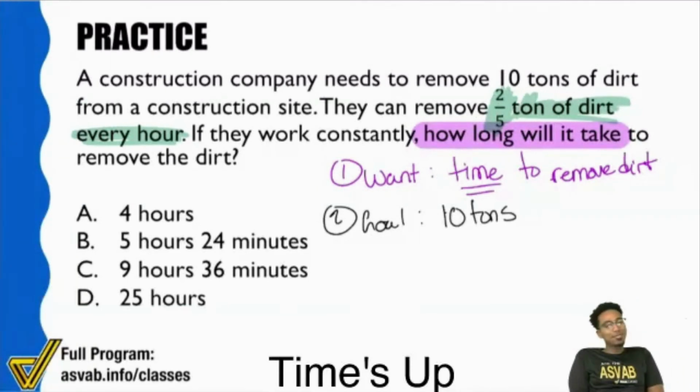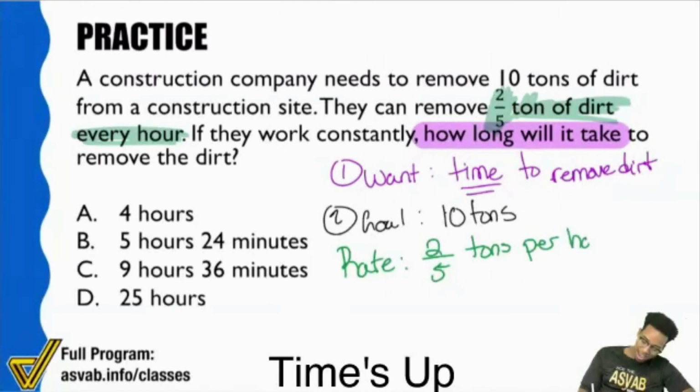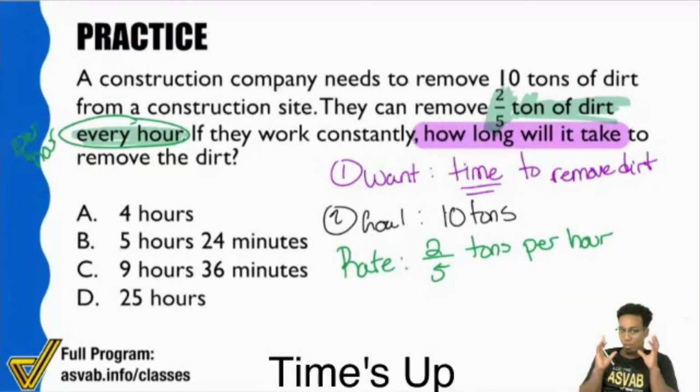What is that, everybody? 2/5 of a ton of dirt every hour. 2/5 of a ton of dirt per hour. That is a rate, everybody. So right here, the rate, that's a speed. 2/5 tons per hour. The word every is the same thing as saying per. Like of dirt every hour, that's the same thing as saying per hour. That's something we do want to understand. So memorize that fact there.